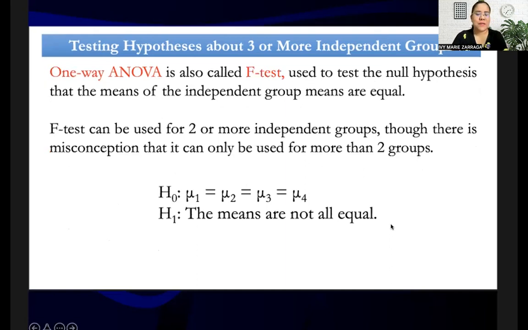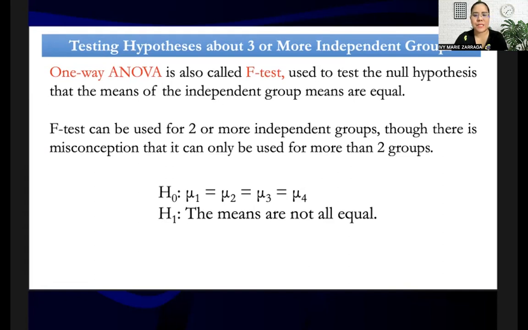So one-way ANOVA is also known as F-test. So one-way ANOVA means that we have one independent variable with multiple levels. In our case, we have year level, then we have first year, second year, third year, fourth year. So it is appropriate to use the one-way ANOVA for that.